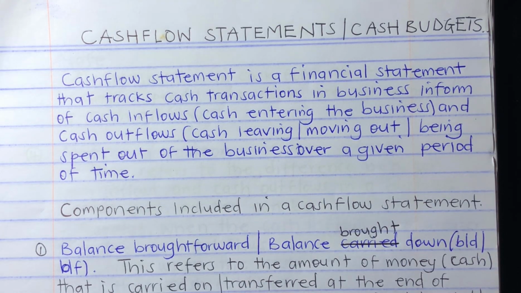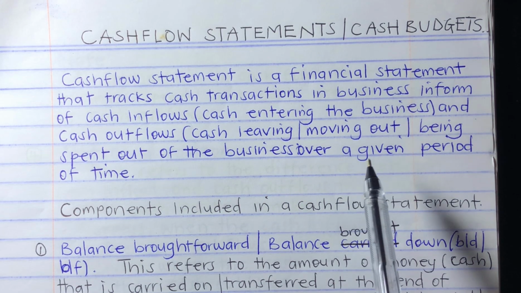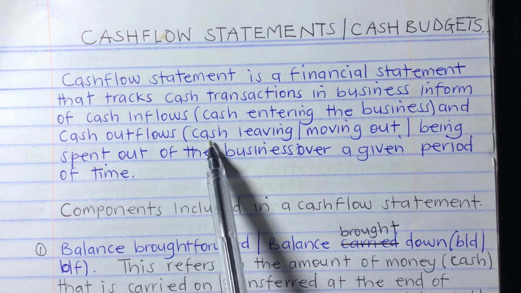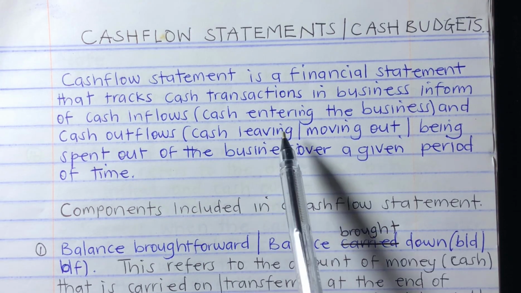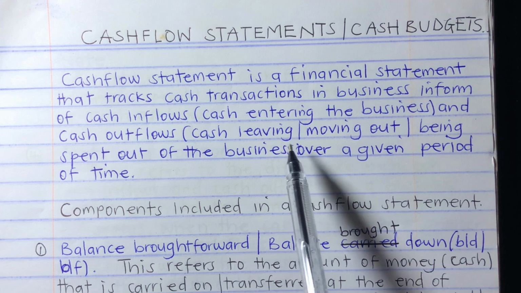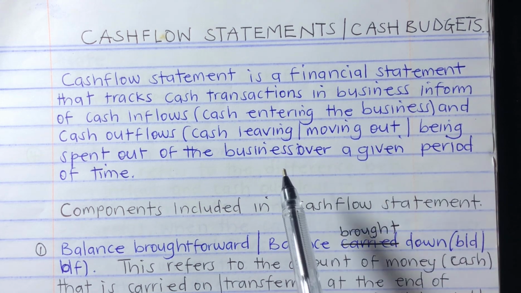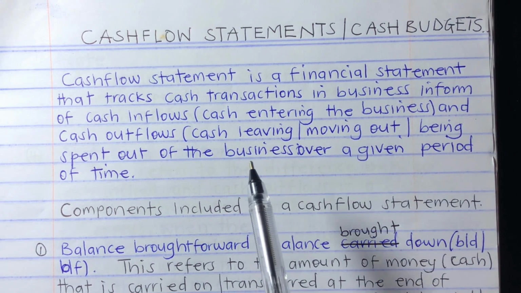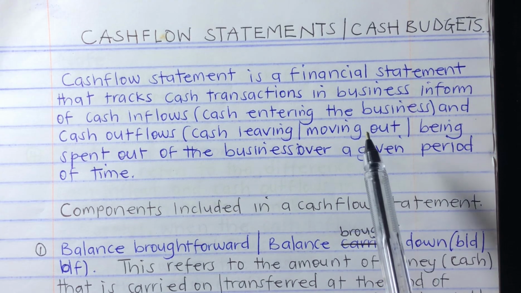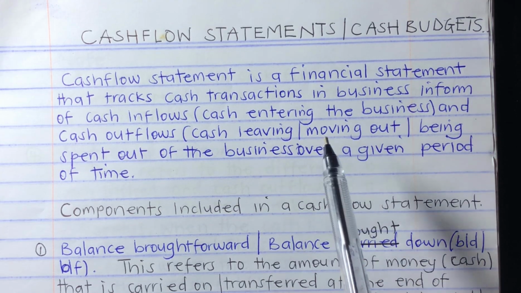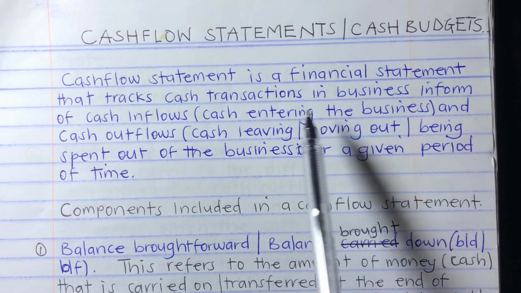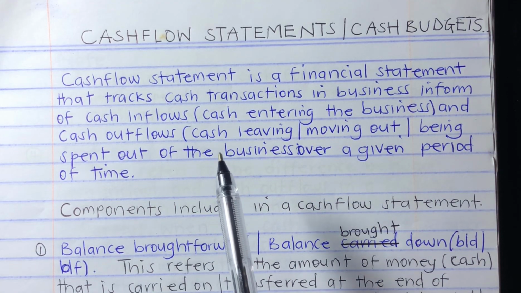Under the cash flow statements or the cash budgets, businesses track their transactions in form of cash inflows, as in money entering the business or being received by the business, and the cash outflows, the money that is being spent out by the business on the different transactions in a given period of time. That is a cash flow statement. Here we only look at cash transactions, money entering the business and money being spent out of the business. That is our definition of the cash flow statement.